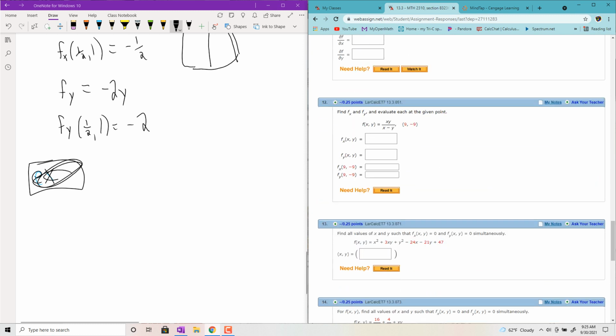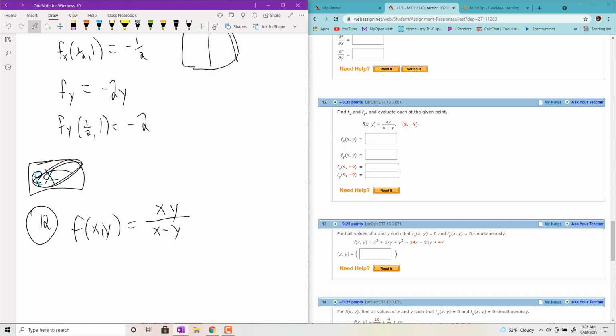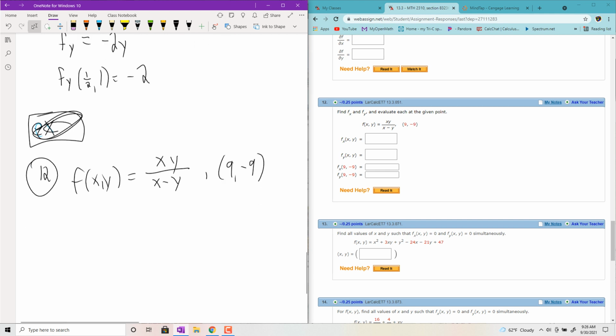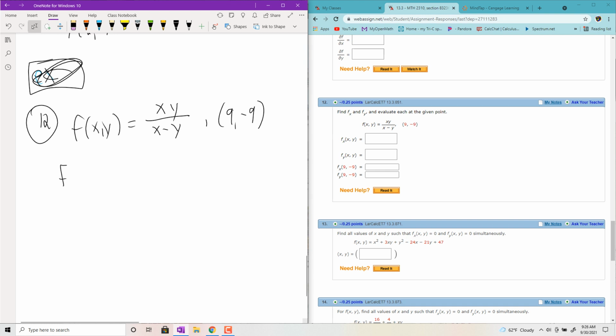Let's go ahead and do number 12 here. Maybe this will be more informative. So we have something that looks like we're going to need a quotient rule on it. I need to evaluate the partial derivatives at (9, -9). So the partial derivative with respect to x: I'm going to have to do a quotient rule because the numerator is in terms of x and the denominator is in terms of x.